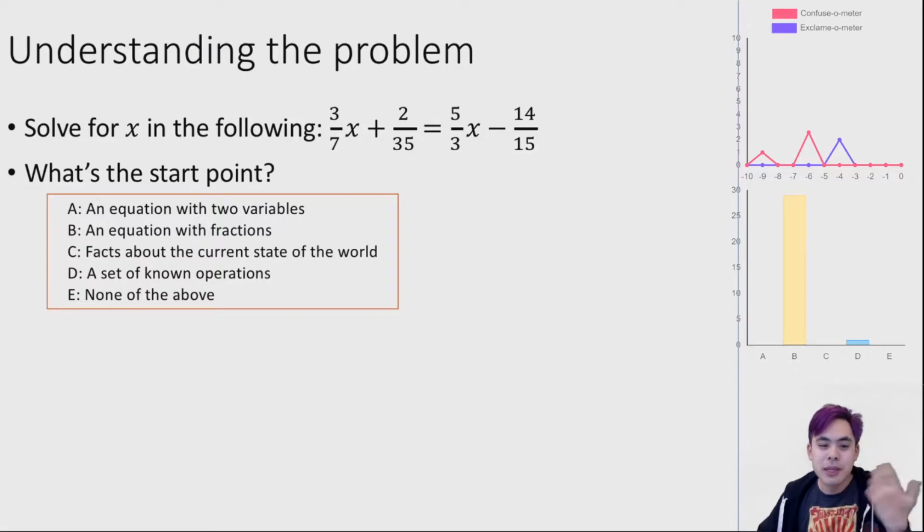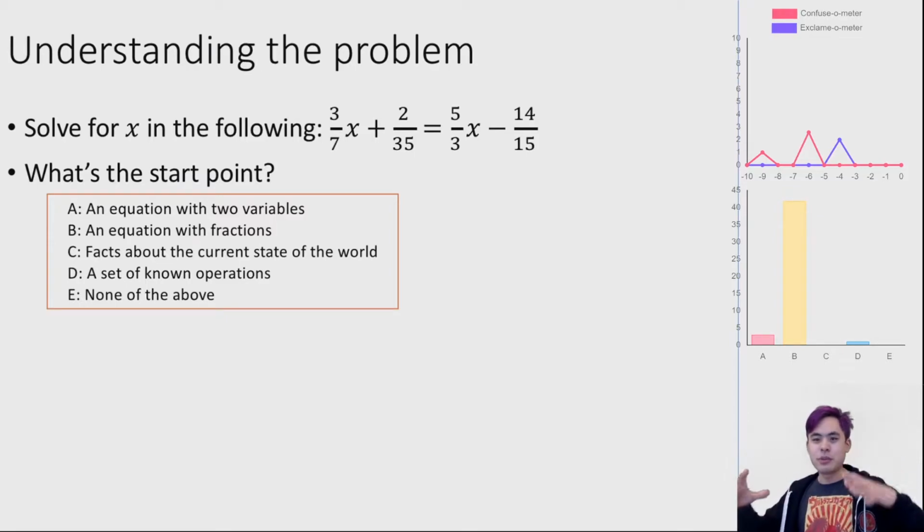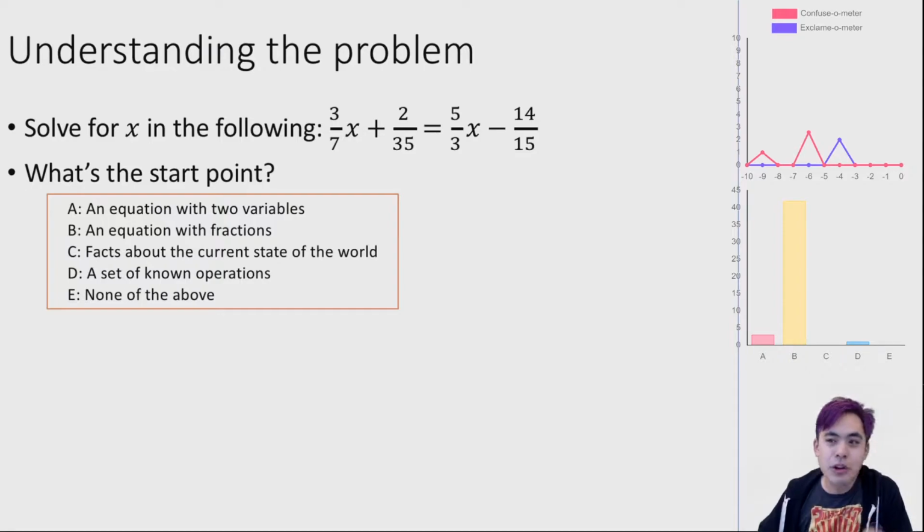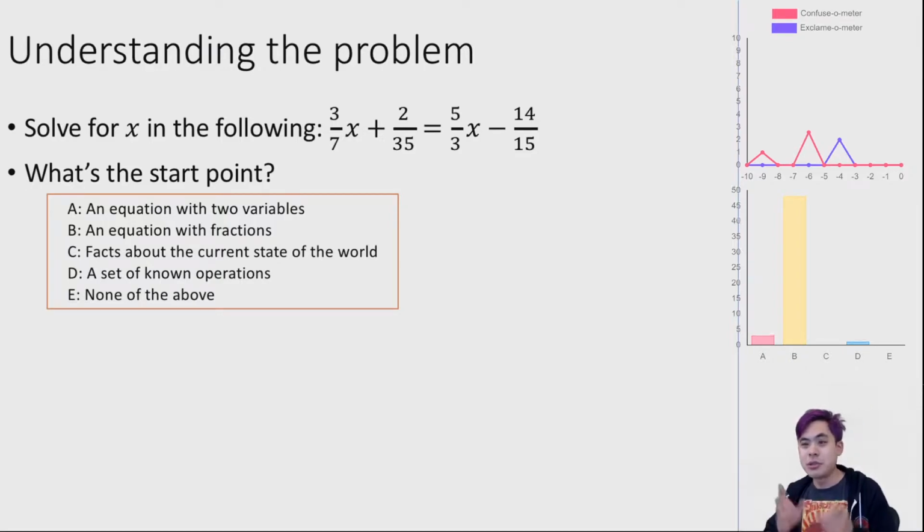Most people are answering B, and that's the most obvious thing. Of course, you are given a set of known operations, so that is also another one of the starting points, but the immediate starting point here is an equation with fractions. I noticed one person answered A. There aren't actually two variables here. There's only one variable, x.